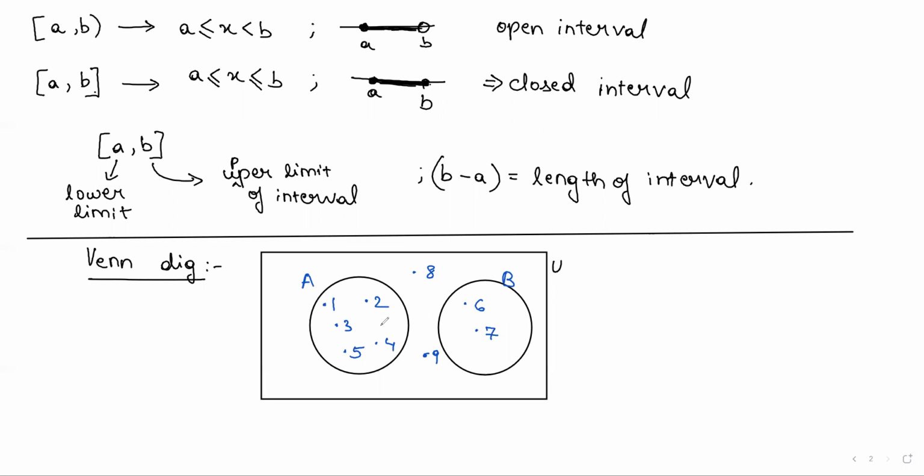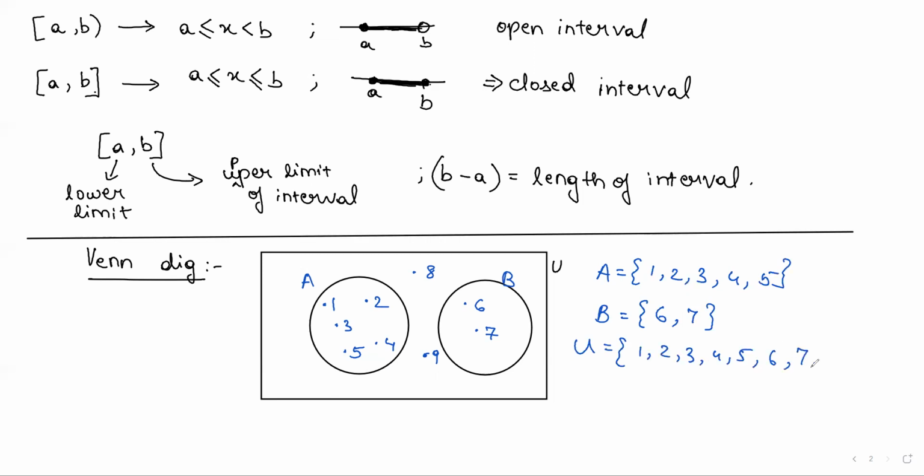A and B are represented by circular shapes. The circle of A contains 5 elements. That means A has 5 elements. The circle of B contains 2 elements. That's how B has 2 elements. So A is a set which contains elements 1, 2, 3, 4, and 5. And B is a set which contains elements 6 and 7. U, on the other hand, contains 1, 2, 3, 4, 5, 6, 7, 8, and 9.